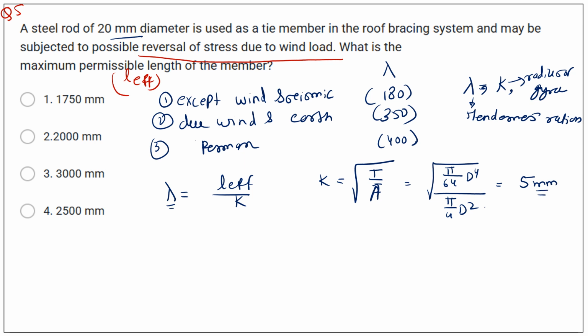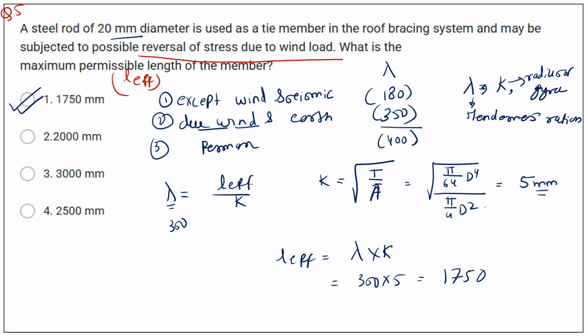and the lambda value is 350 here because the reversal of stress is due to the wind load, so here the lambda is 350. So L effective is equal to lambda into radius of gyration, which is 350 into 5, and the answer is 1750, which is the first option. So the first option is correct here.